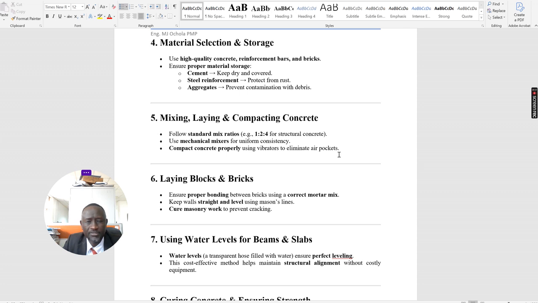You have to ensure proper material storage. You see, like for cement, they tell you to keep it dry and covered, like in containers. And I told you, I think if you go to those cement manufacturers, they will always guide you that when cement bags are delivered, you need to use that cement as quickly as possible. And always, if you are storing cement, the first batch that you bring in should be the first batch to use.